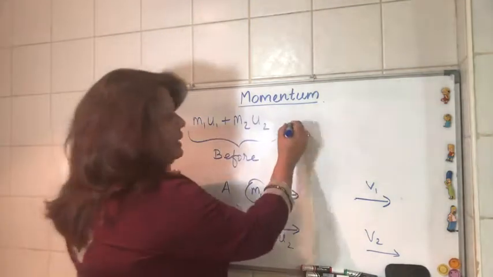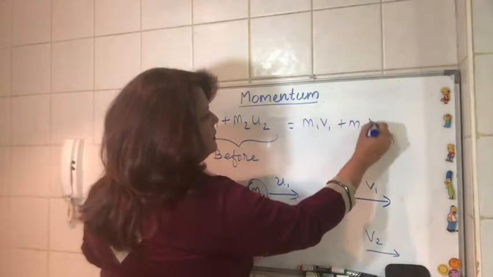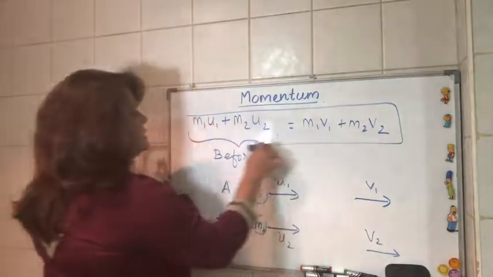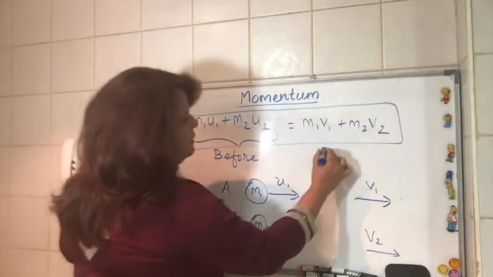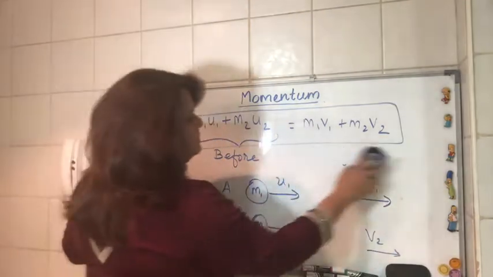Now what will that be equal to? Momentum after impact, m1 v1 plus m2 v2. Now this is the basic formula that you will be using in all situations.